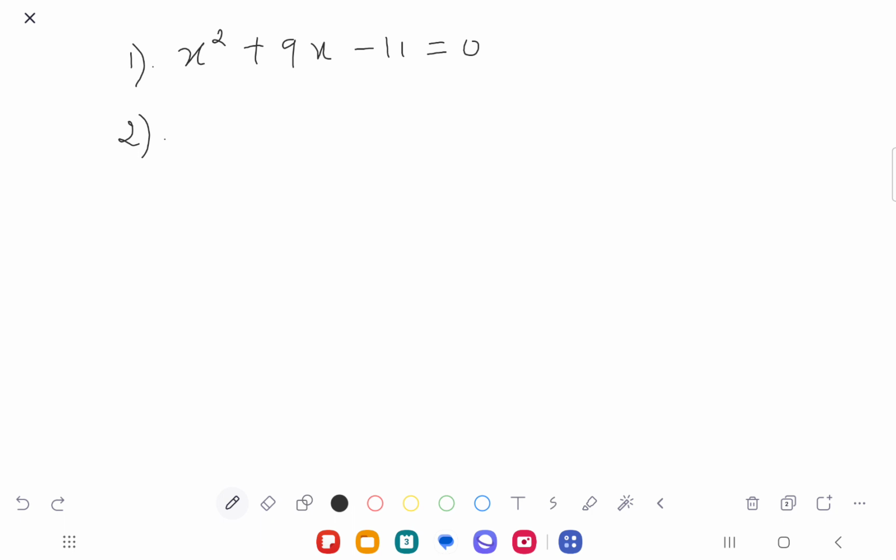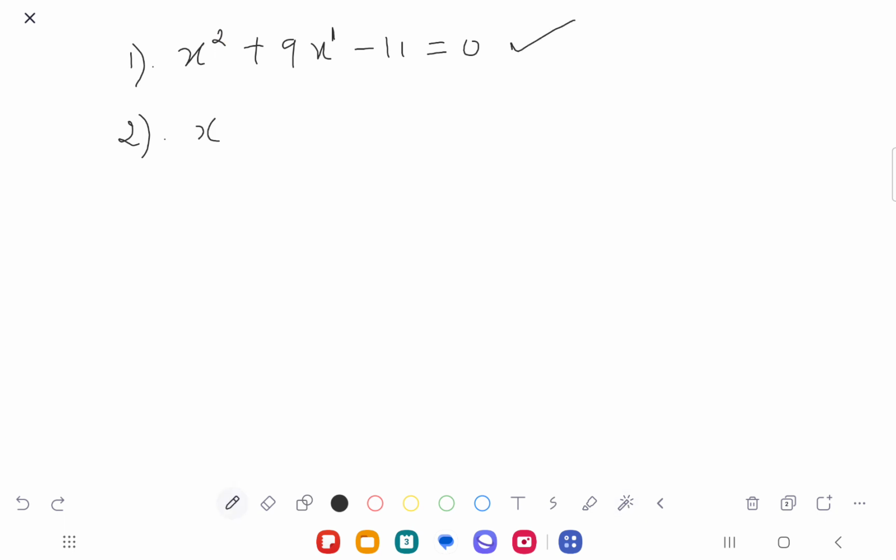Because, what is happening here? Here it is 11. Here it is 9x. The power of x here is what? 1. And here the power of x is 2, isn't it? So the highest power of x is 2. So it is a quadratic equation.